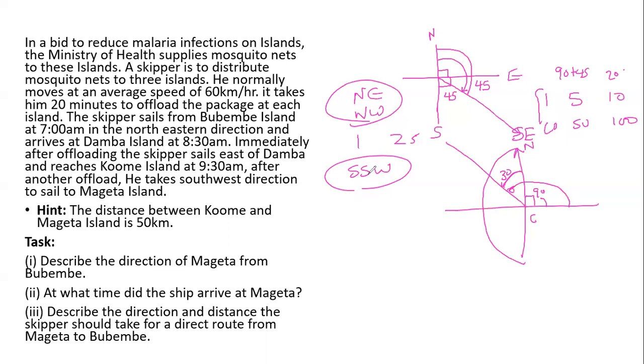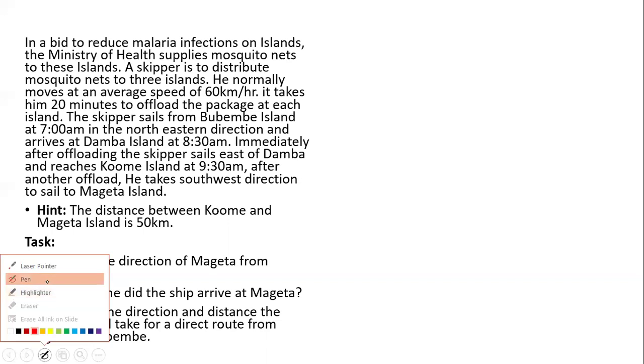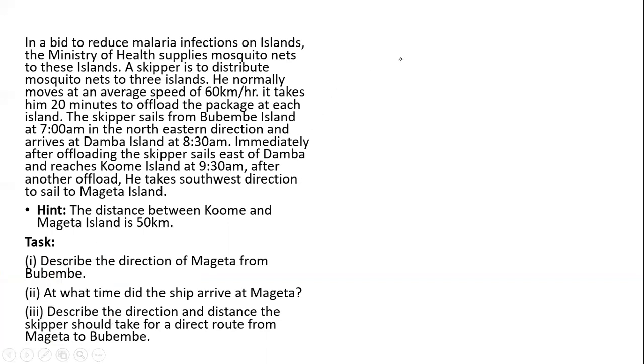Okay, thank you. Let me hope now people have finished the sketch. I've told you now we are doing only mock papers. This was also a mock paper, and I found this number very interesting. They told us that in a bid to reduce the malaria infections on islands, the Ministry of Health supplies mosquito nets to these islands. A skipper is to distribute mosquito nets to 3 islands. He normally moves at an average speed.